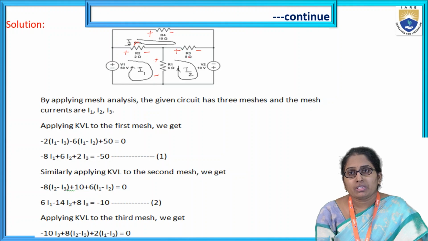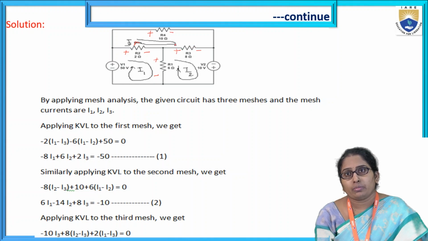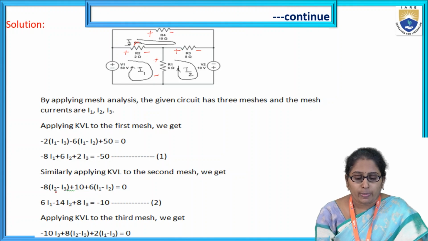What is the current? The current in R3 is given by not only I2; I3 is also flowing. Because this is the second mesh equation, if you look at the directions, I2 and I3 are in opposite directions for this element. So I2 minus I3. So minus 8 into (I2 minus I3).